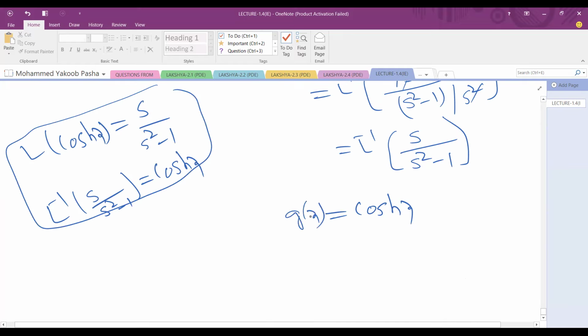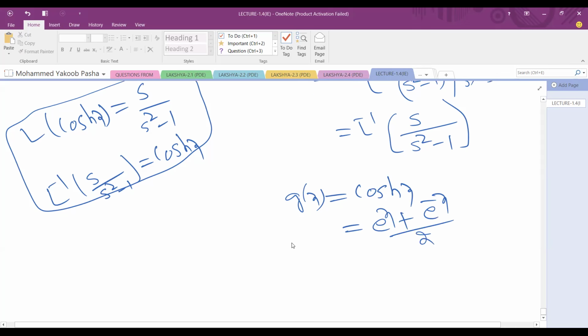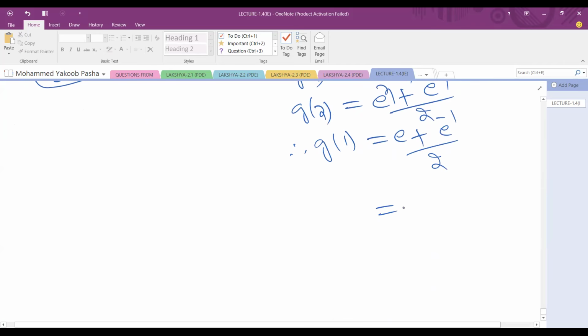Okay. So this is my g of x. Okay. G of x. So g of x is e to the power of x plus e to the power of minus x by 2. Okay. So what is the value of g of 1? E plus e power minus 1 by 2. It becomes e plus 1 by e divided by 2. This is the g of 1.